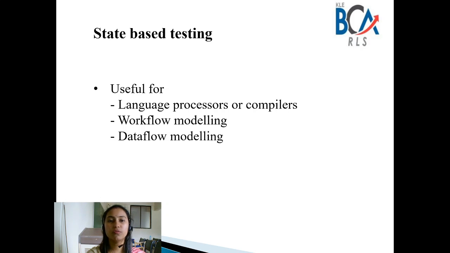It is useful for language processors or compilers, and it is useful for workflow modeling and also data flow modeling.